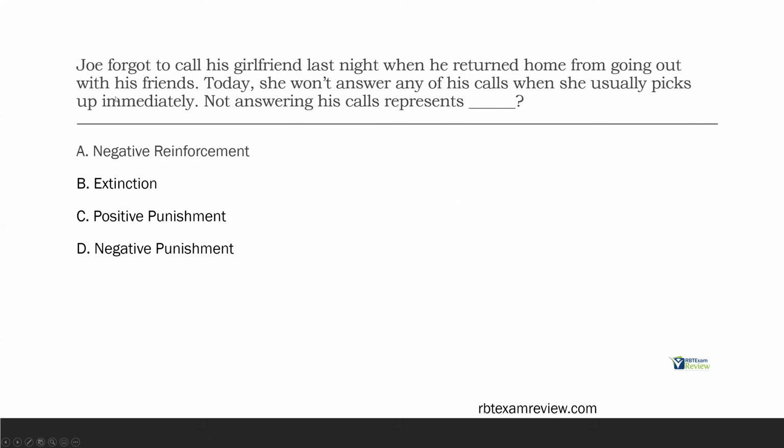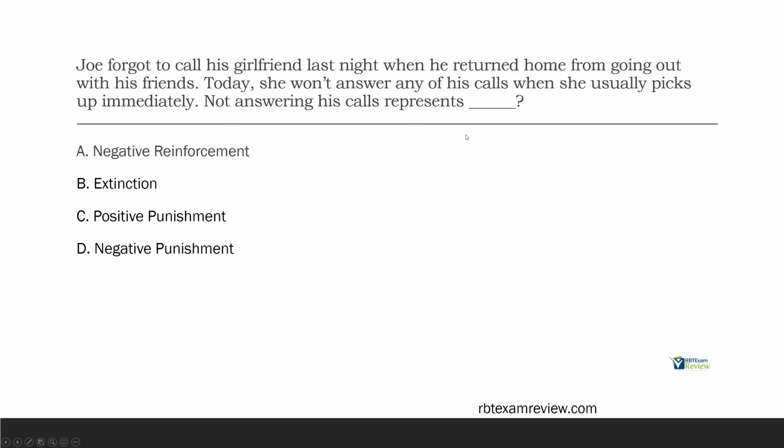We start with the scenario of Joe forgetting to call his girlfriend last night, okay? Now today, she doesn't answer any of his calls, okay? What are we looking at? Again, what behavior are we looking at? Are we looking at Joe forgetting to call his girlfriend last night? Well, it might be relevant, but we're really looking at the girlfriend's behavior of not answering the calls, okay? And that's today, right? So this was last night, and now we're on today. What typically happens when Joe calls his girlfriend? Well, she picks up, okay? She delivers reinforcement, positive reinforcement. You call me, I answer. You continue to call me. Today, what is she doing?